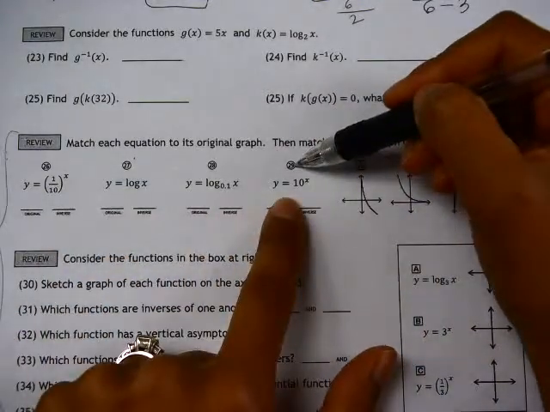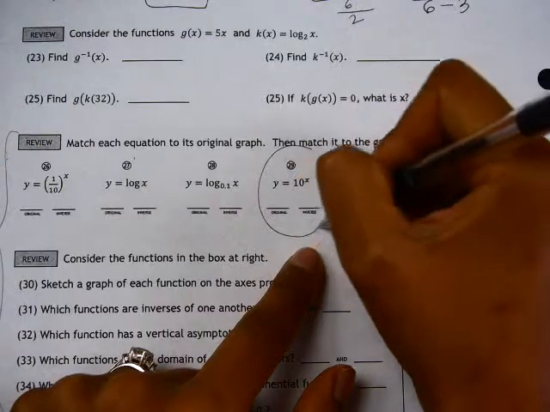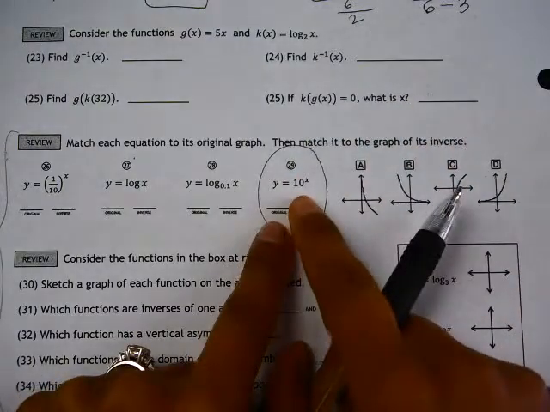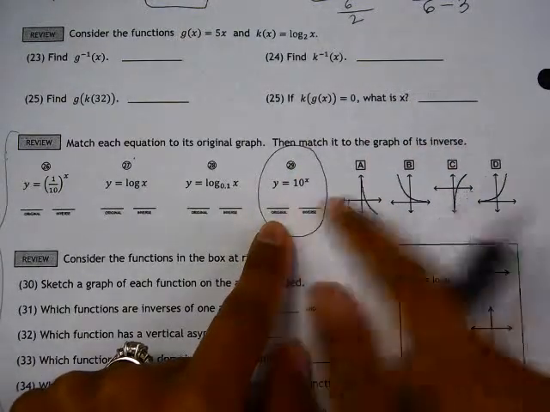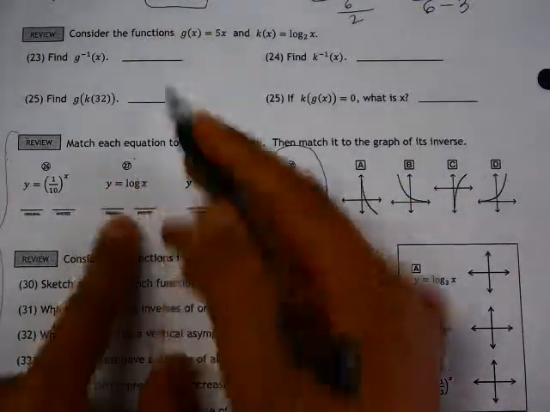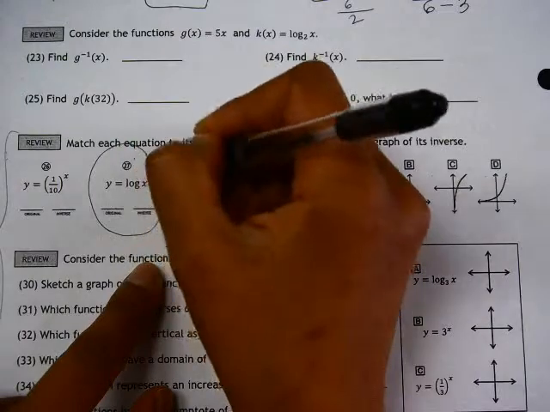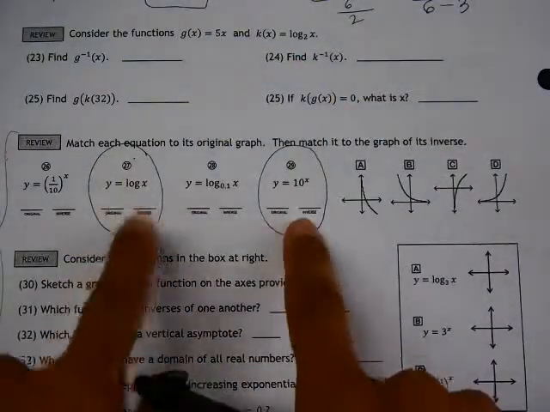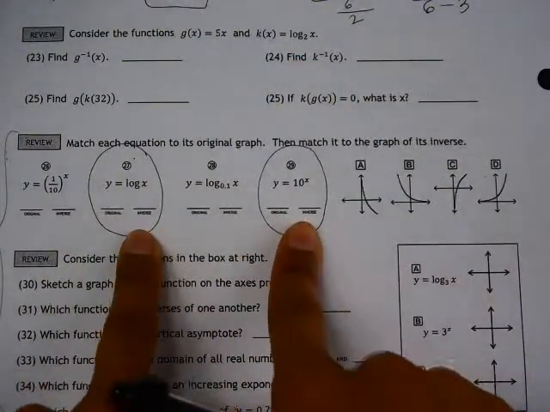Here we have y equals 10 to the x. The inverse is a log equation, which should have a base of 10 as well. And so between these two, number 27 is the one that is log base 10 of x. So let's look at the graphs of these two as well as the graphs of their inverses.